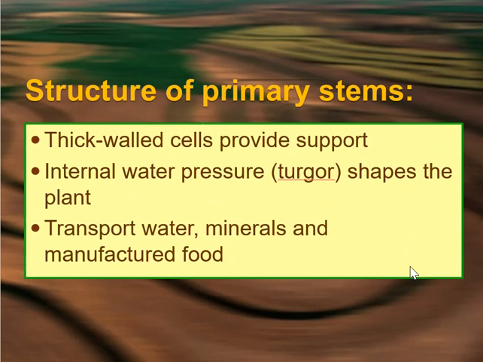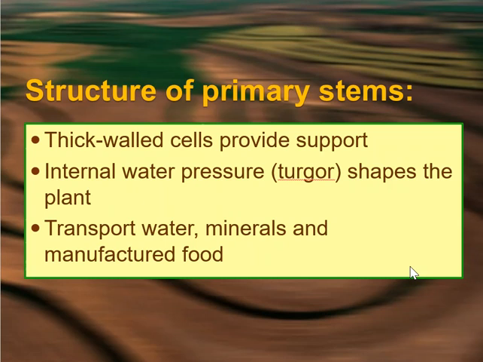So if you think back to what we talked about earlier, these are thick walled cells that provide support, okay? So they have an internal water pressure, which is turgor, which is what really keeps the plants like rigid and gives them their shape, I guess. So they have to have that internal water pressure so that those cells are full and the plant doesn't just like weep over. And we will go into that a little bit more when we talk about the role of water next week.